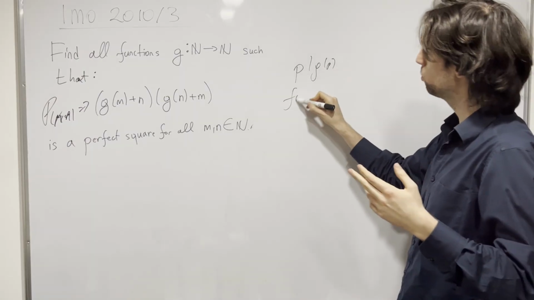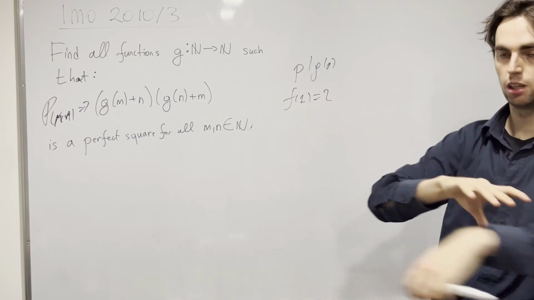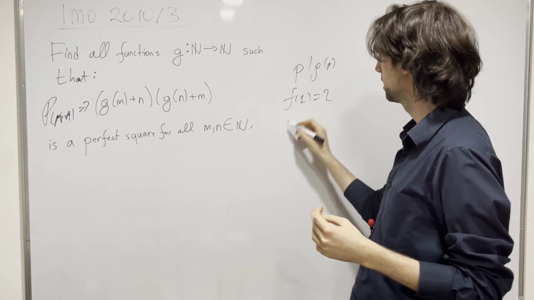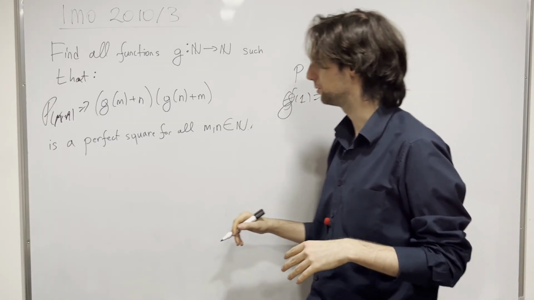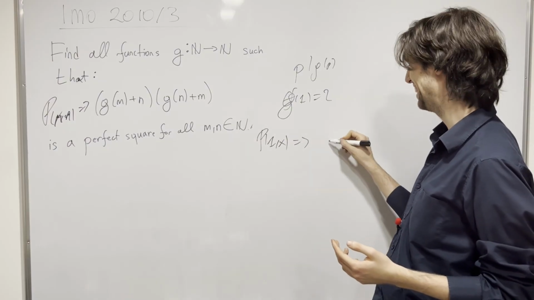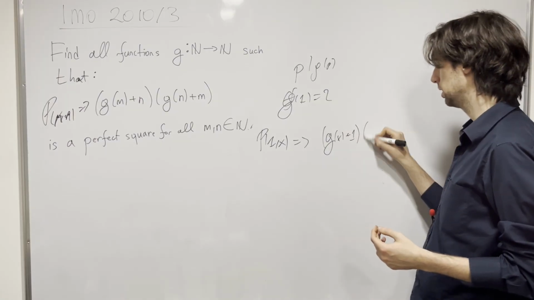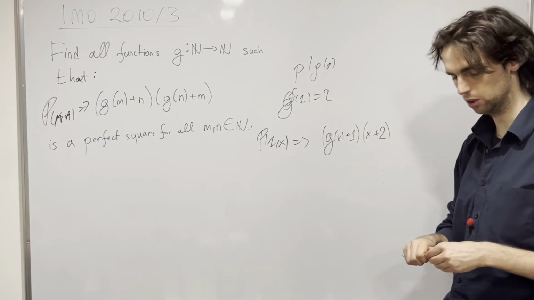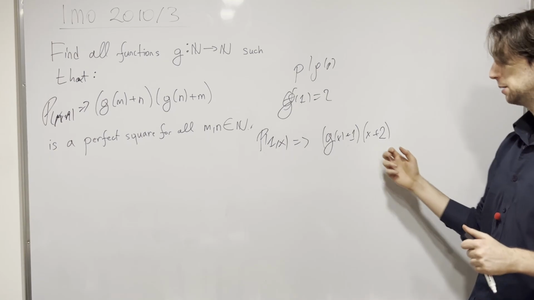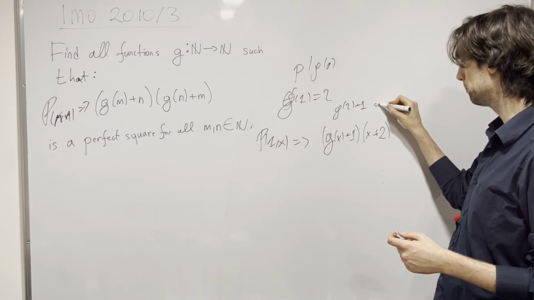And also, what if f of 1 is equal to 2? If you don't have an idea, just plug something in and see what happens. Does this force our function in any way? g of x isn't equal to x in this case. Actually, g of 1 is equal to 2. So we plug in a 1, and this will force that g of x plus 1 and x plus 2 is always a square. Now if I plug in a 2, then g of 2 plus 1 is a square.